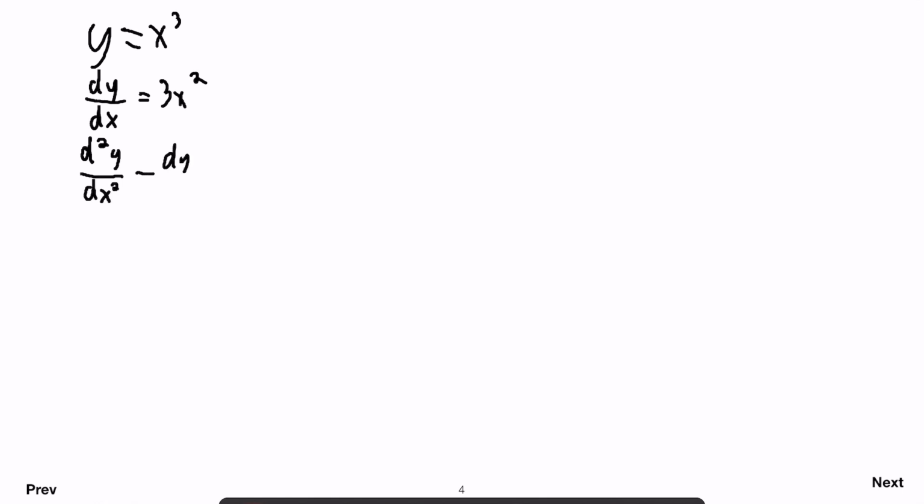So again, let's go to our equation, and this is, hopefully I can fit this whole thing on the screen. y equals x cubed, dy/dx equals 3x squared. And now we're going to use our new notation for the second derivative: d squared y over dx squared minus dy/dx times d squared x over dx squared equals 6x.